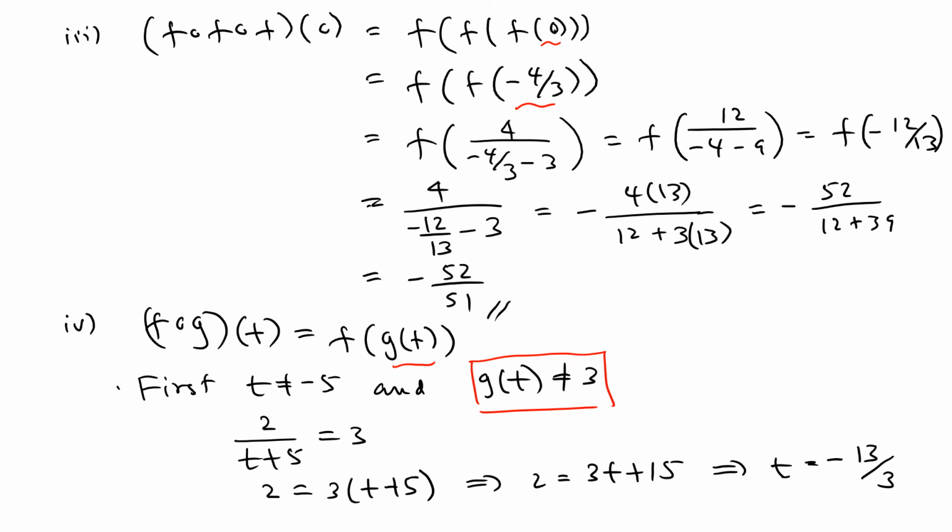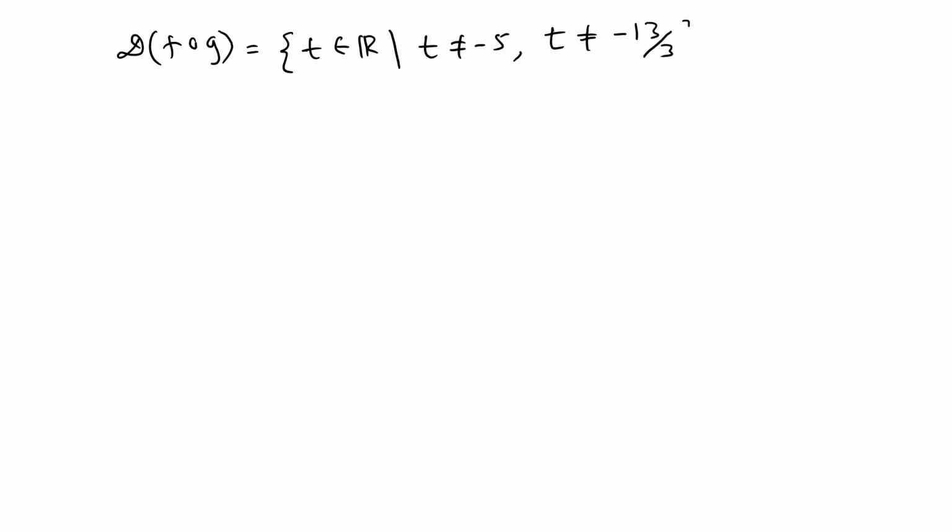So then we can write the domain of f circle g as: t is any real number which is not equal to negative 5, because it should be in the domain of g. And also t cannot be negative 13 over 3, because that value is going to map outside the domain of f. Because you know that 3 is not in the domain, and that value is going to give you 3, we remove that value. Okay, so that's about that.